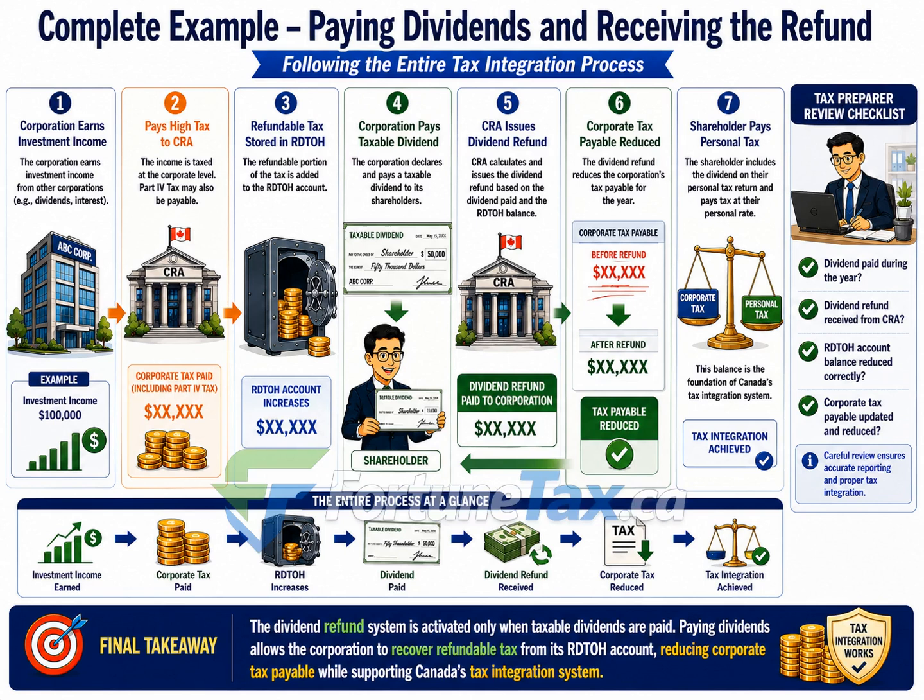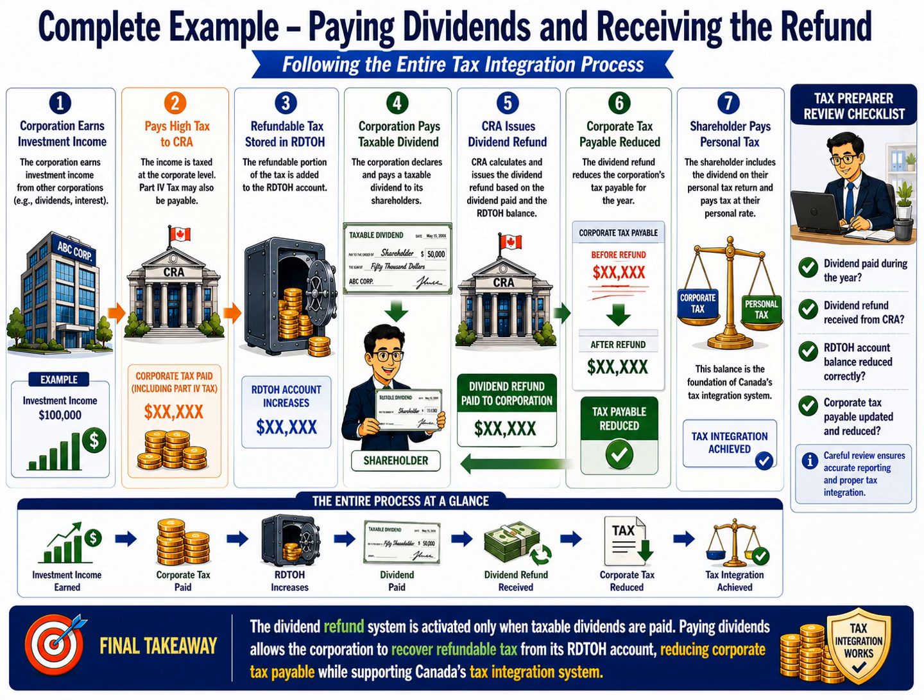When you look at the entire process, you can clearly see Canada's tax integration system in action. The corporation initially pays tax on its investment income. The refundable portion is tracked in the RDTOH account. The corporation pays a taxable dividend. A dividend refund is received. Corporate tax payable is reduced. Finally, the shareholder pays personal tax on the dividend. This sequence helps ensure that income is taxed appropriately as it moves from the corporation to the shareholder, while avoiding unnecessary multiple layers of permanent taxation.